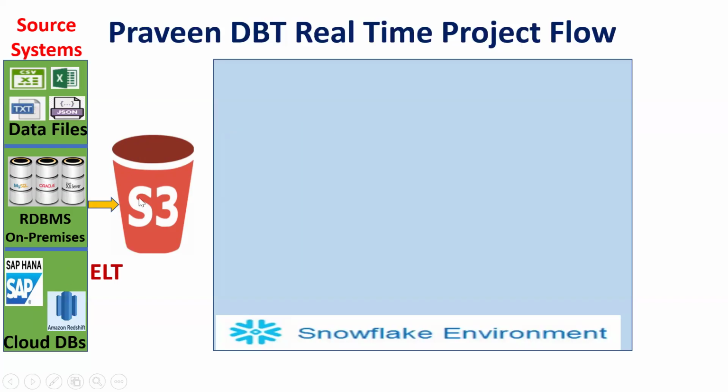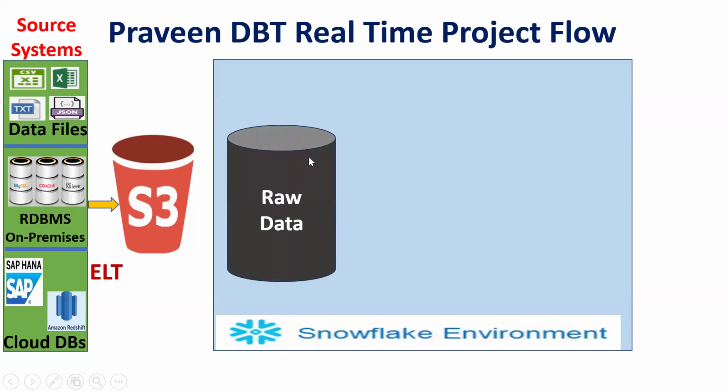From S3, I want to bring the data to Snowflake. Tell me, by using which concept are we trying to bring the data? External stage. We need to create an external stage, copy into command, Snowpipe or external table. So by using these, we are trying to bring the data. Now what type of data are we trying to bring here? This is raw data.